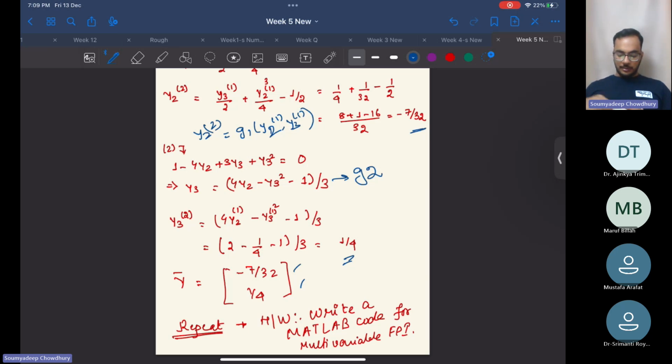I had given a homework for writing a MATLAB code for multivariable fixed point iteration. I have received the homework from only 1%. Okay, fine. If you write the MATLAB code for this, you can visualize in how many iterations we are getting the solution. You can just use a different initial value and see how many iterations it is taking.